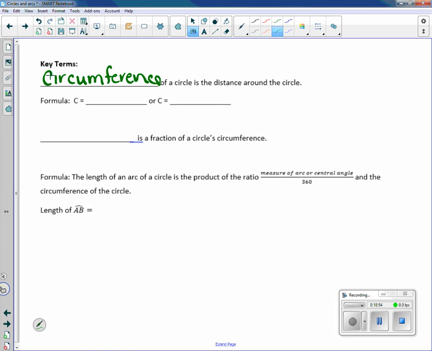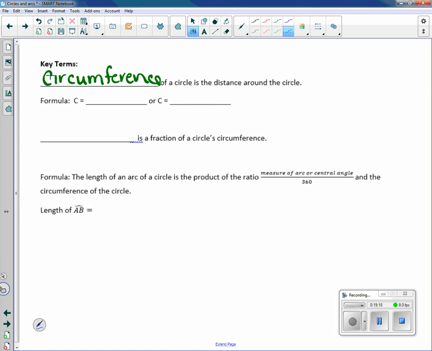Think about it. The length of a large pizza's crust should be longer than the length of a small pizza, right? Because it's a smaller pizza, so the crust is going to be different. So the formula for circumference. Does anyone remember what it is?